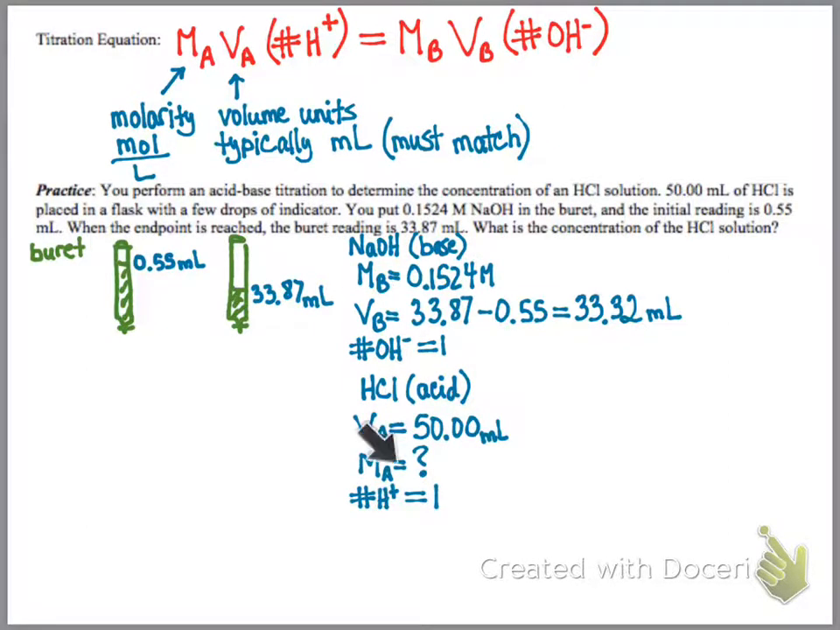So for the HCl, which is our acid in our acid-base titration, we know the volume of the acid. We're told that it's 50 milliliters. We don't know the molarity of the acid. This is what we're trying to figure out. And the number of protons is 1 because it's HCl, and that's a monoprotic acid. So we're going to put all these numbers into the titration equation and calculate the molarity of the acid, which is what we're looking for.